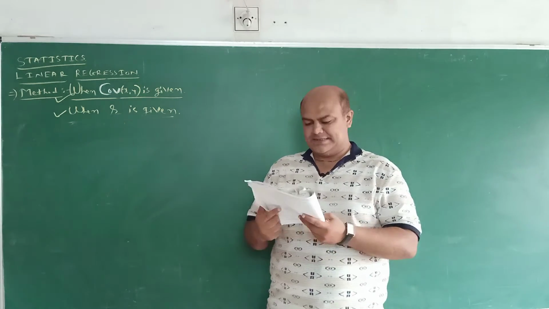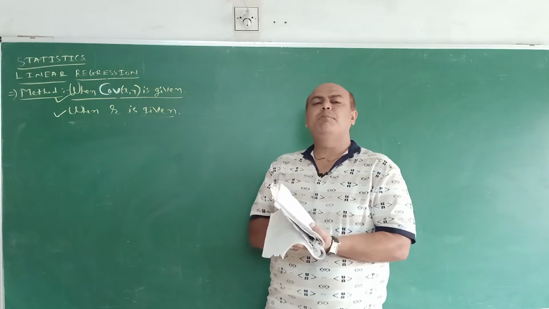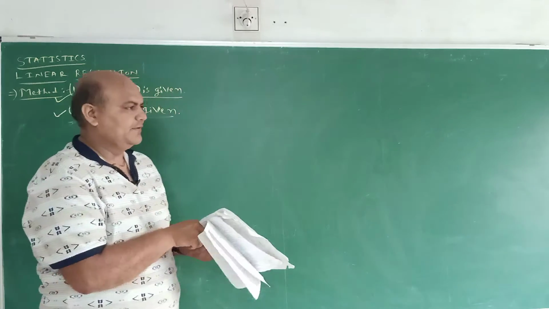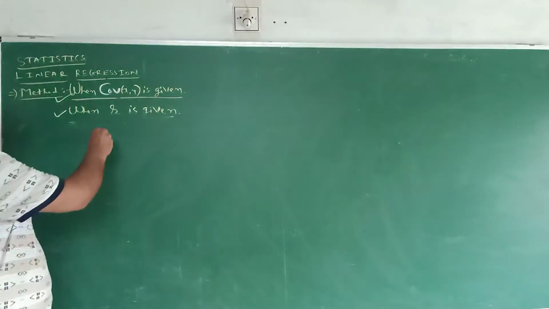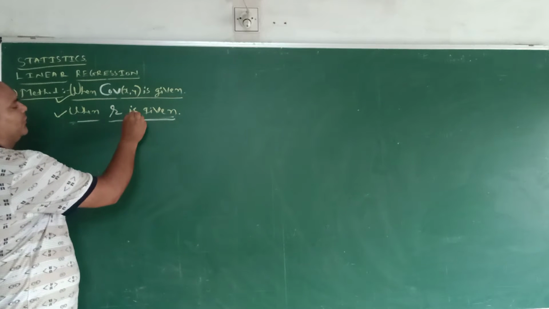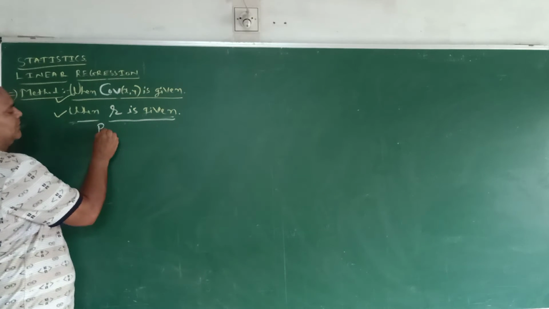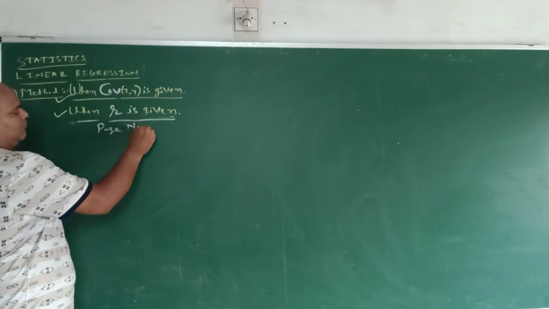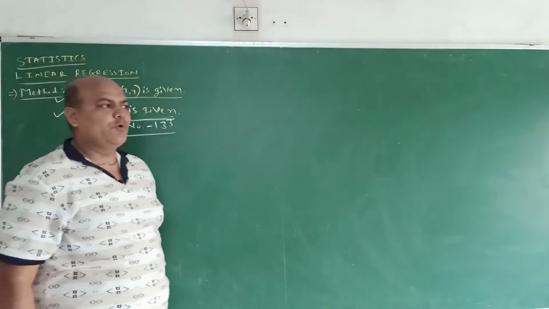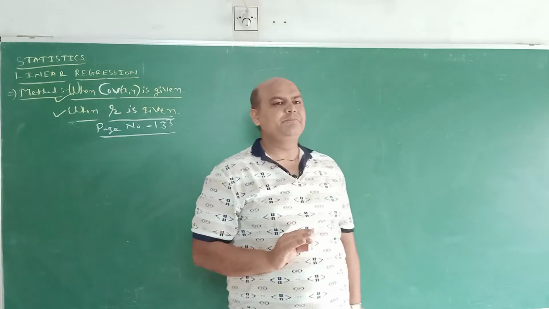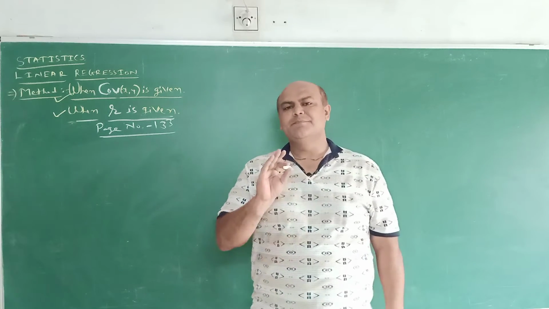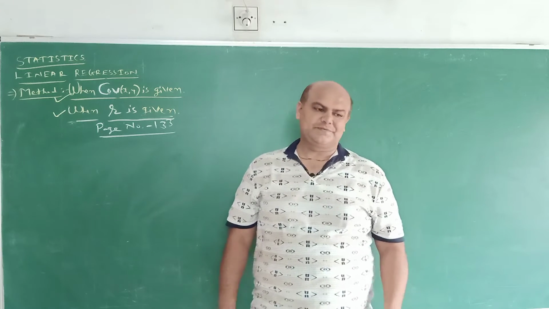So students, please open your textbook page number 133. Page number 133 of your textbook. When covariance xy is provided and when r, that is correlation coefficient, is provided in the question.